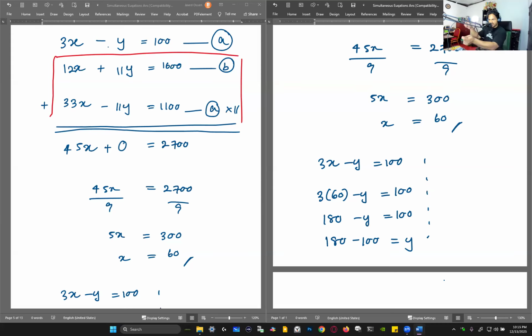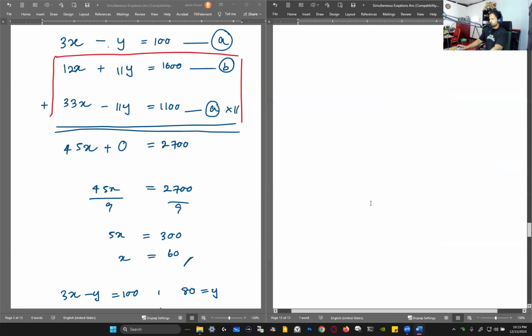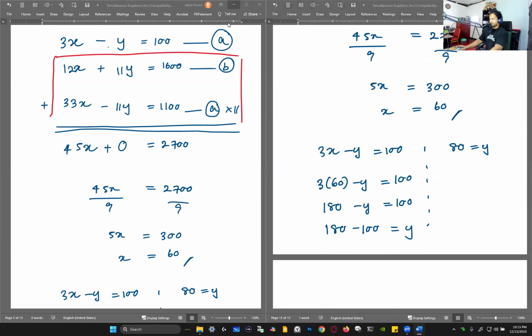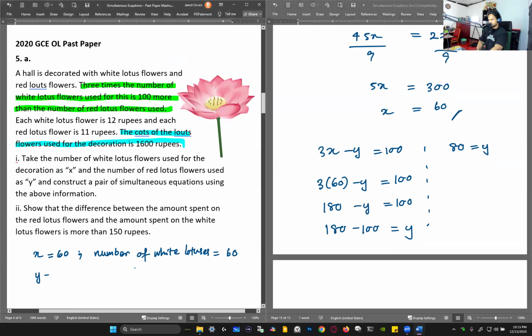You can take y to the other side, 100 to this side. Negative y, when taken to the other side, becomes positive y. It's very simple. 80 equals y. Not so difficult, right? That means y equals 80. That means number of red rose lotuses equals 80.